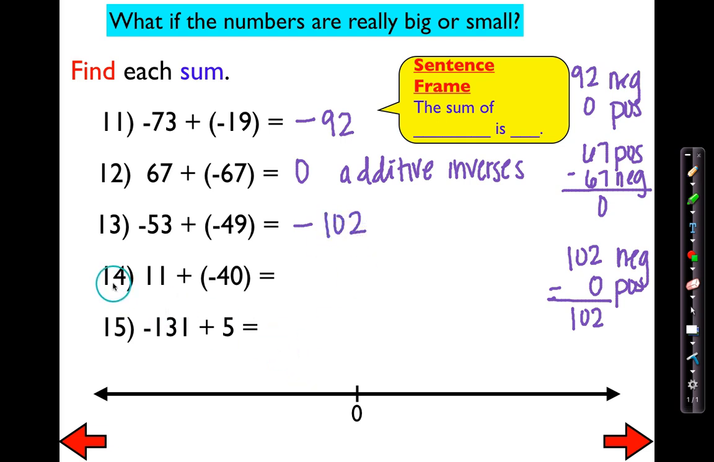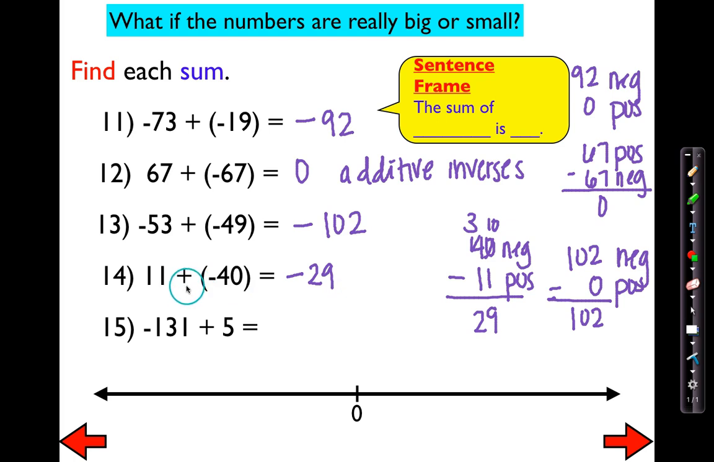Keep going. Number 14, are there more negatives or are there more positives? I would say there are definitely more negatives because there's 40 negatives and only 11 positives. So here, let's write down 40 negatives. Well, how many positives are there? According to this, there are 11 positives. But we need to compare. How many more negatives are there than positives? Well, let's find the difference between the two. We're going to borrow. I'm going to find 10 minus 1 is 9, 3 minus 1 is 2. There are 29 more negatives than there are positives.